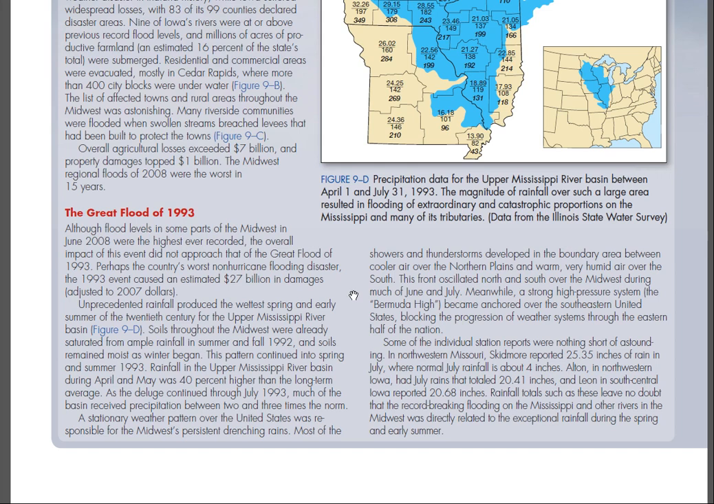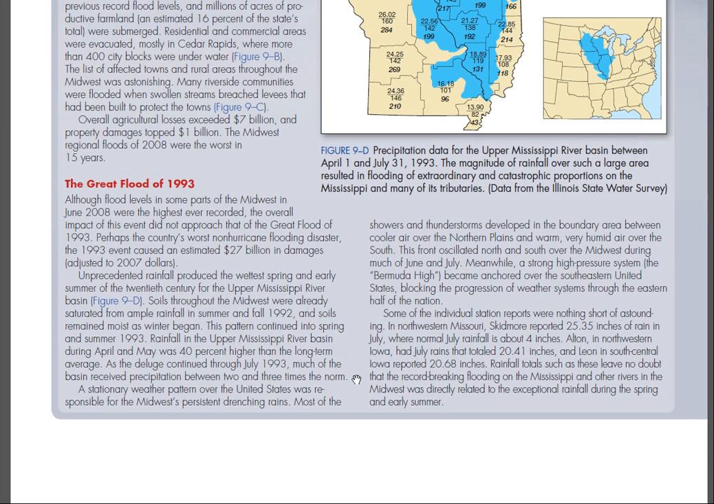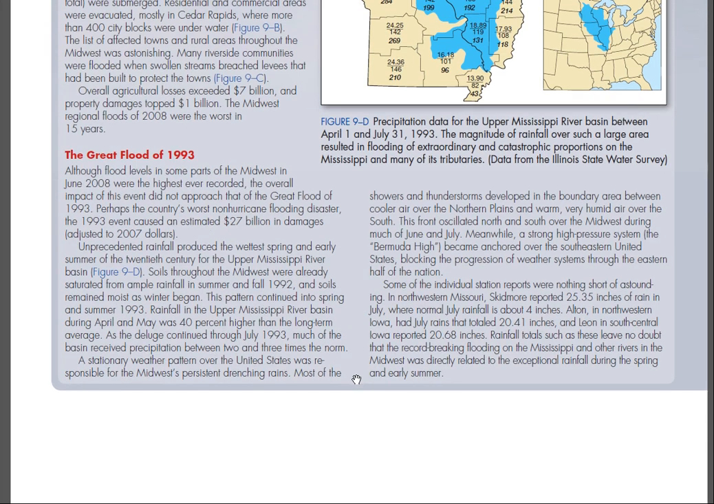Some of the individual station reports were nothing short of astounding. In northwestern Missouri, Skidmore reported 25.35 inches of rain in July, where normal July rainfall is about 4 inches. Alton, in northwestern Iowa, had July rains that totaled 20.41 inches, and Leon in south-central Iowa reported 20.68 inches. Rainfall totals such as these leave no doubt that the record-breaking flooding on the Mississippi and other rivers in the Midwest was directly related to the exceptional rainfall during the spring and early summer.